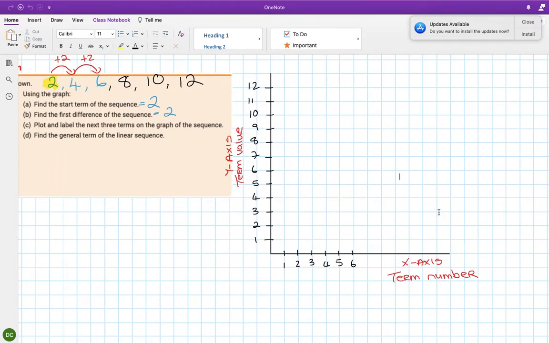So term number 1, so I'm here at term number 1, that's where my 1 is, and term number 1 has a value of 2, so I put the dot there, okay? It needs to be in line with both things. So it needs to be in line with term number 1, and it needs to be in line with a value of 2. Okay, on the lines.